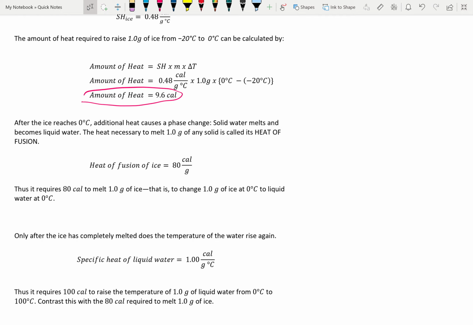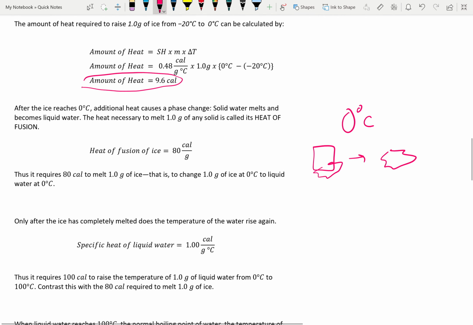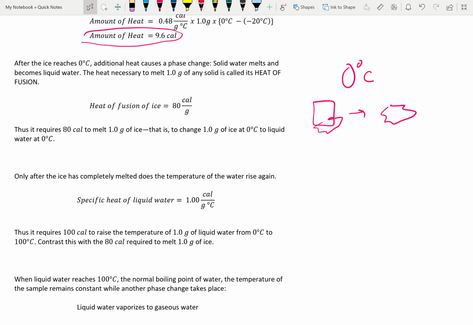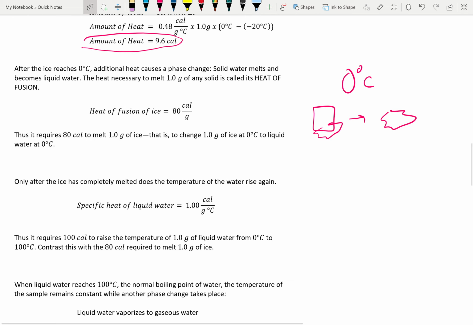So we're still at 0 degrees Celsius, right? Remember, at 0 degrees Celsius, we have our solid melting until it is completely liquid. Once it's completely melted, then our temperature can rise again. So now we go back to the specific heat of liquid water. So at this point, we have our liquid getting warmer, and the specific heat for that is 1 calorie per gram Celsius.